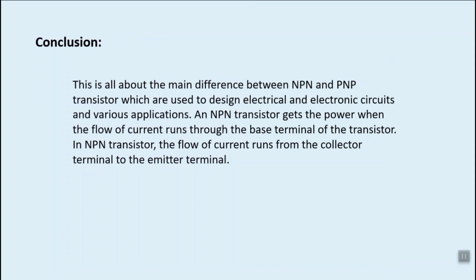NPN transistors are more commonly used in circuits and have higher current gain, while PNP transistors are less commonly used. This is all about the main difference between NPN and PNP transistor, which are used to design electrical and electronic circuits and various applications. An NPN transistor gets the power when the flow of current runs through the base terminal of the transistor. In NPN transistor, the flow of current runs from the collector terminal to the emitter terminal.